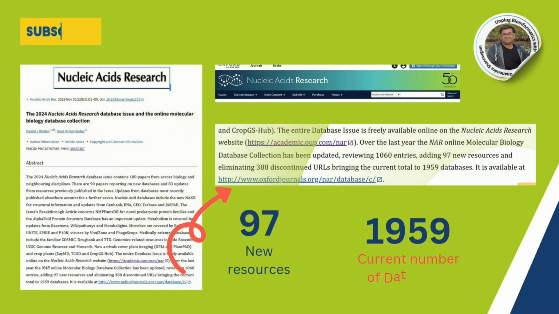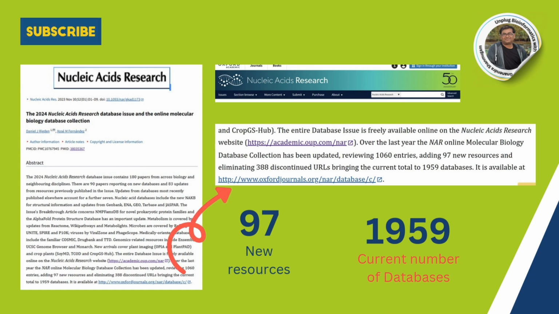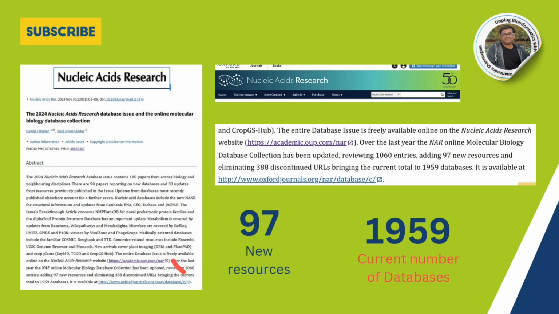Now if you want to know how many databases exist and what kind of information is provided, you can access the information of all the available databases by visiting the Nucleic Acids Research journal database issues, which is published every year with the recently added database information. This is one of the resources providing that 97 new databases were added last year, summing up to an overall 1959 databases. And that's it for today.